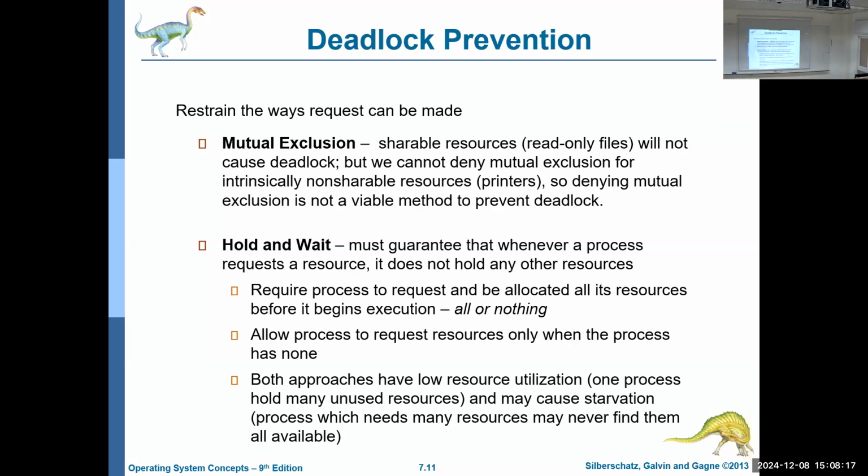Allow a process to request resources only when the process has none. That's what I said, that should be only one. Both approaches have low resource utilization, because one process may hold many unused resources. Like I said, I have to ask for the printer even though I'm not printing, and who knows, in the future I might print. And may cause starvation. Processes which need many resources may never find them available and never start. If it needs a lot of stuff, it may never be able to get them all, because there's always somebody else who got one of them.